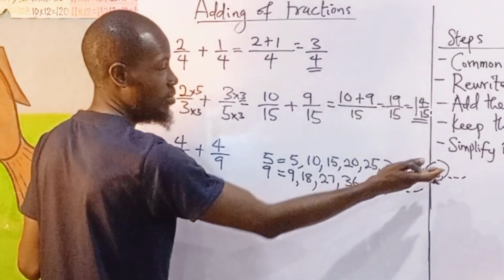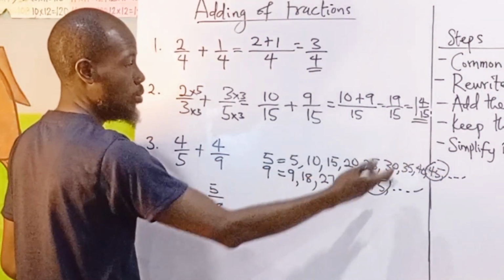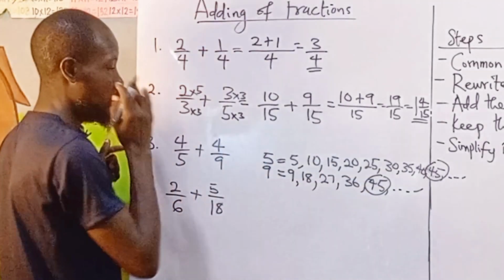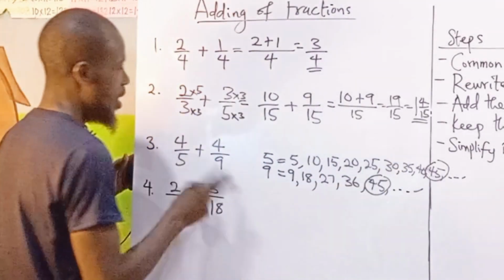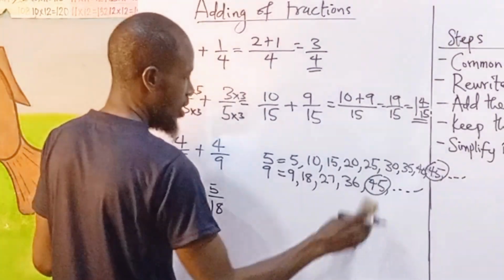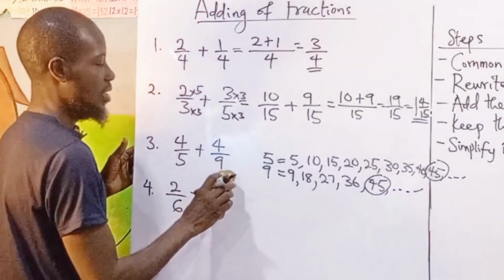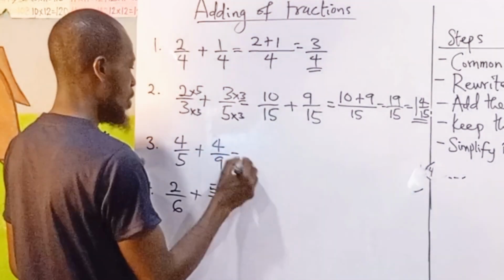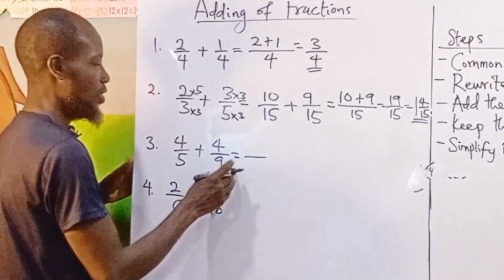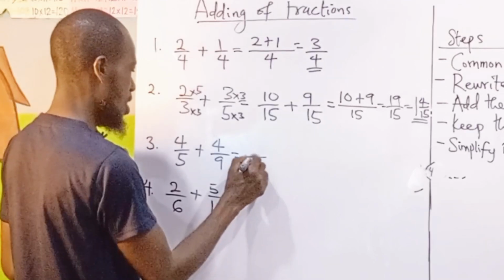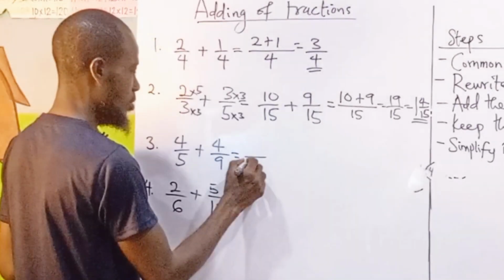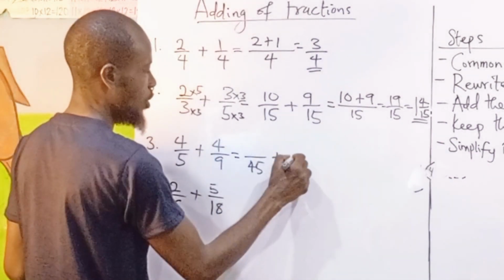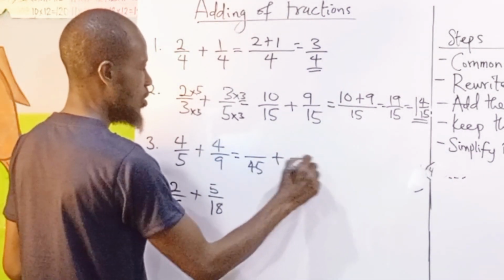So if you still list, you still have some other common multiples, but we are looking for the least, the lowest common multiple. So in that case, we have 45 as the LCM of 5 and 9. So we use 45. We are going to write the fractions in terms of the lowest common multiple, which is 45. So we have 45 in this case plus 45.